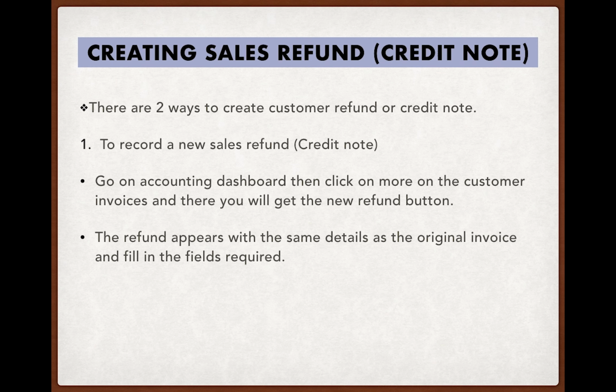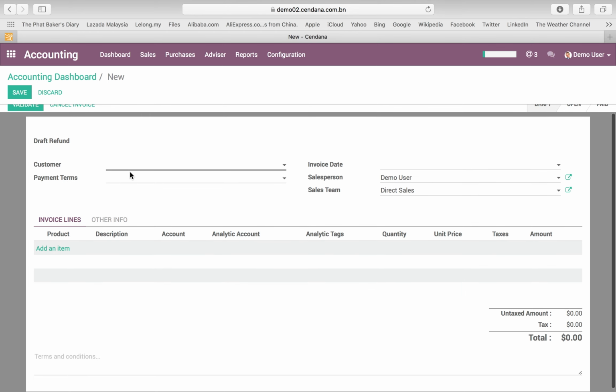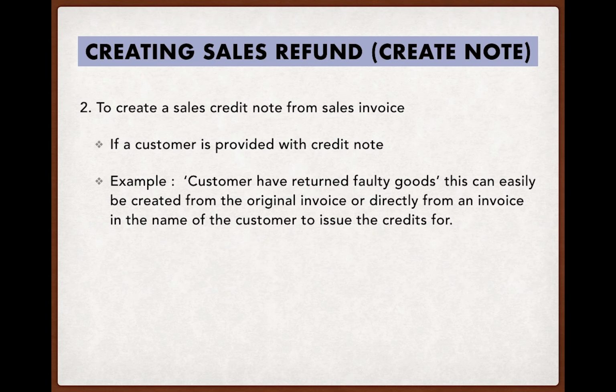The refund, or known as credit note, appears with the same details as the original invoice. Fill in the fields as required. 2. To create sales credit note from a sales invoice. If you provide a customer with a credit note, for example because they have returned faulty goods, you can easily create this from the original invoice.